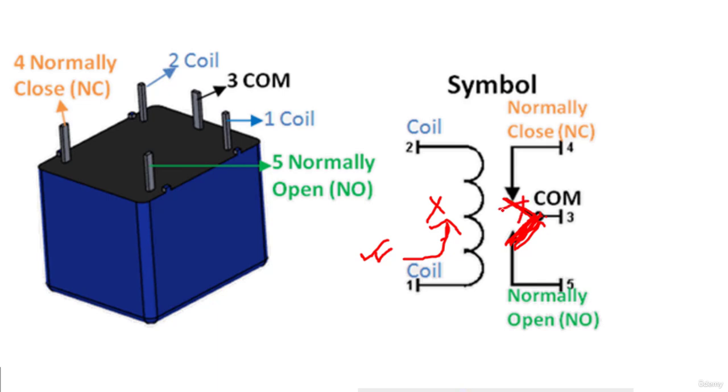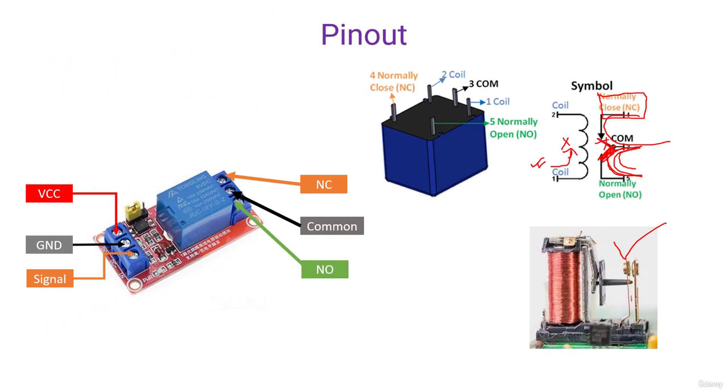Then this contact will break. So that's why this is called normally closed, because without energization, the common contact will be connected like this. But whenever there is energization, or there is a current supplied to the coil, it will connect in this circuit. Here's the internal structure of the relay.